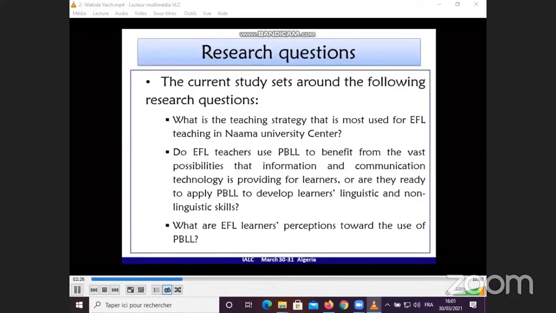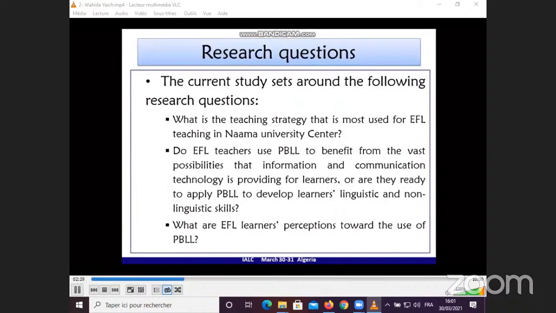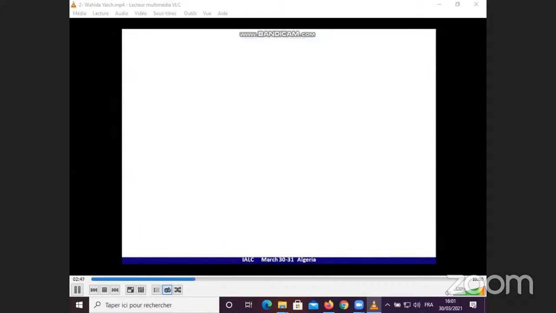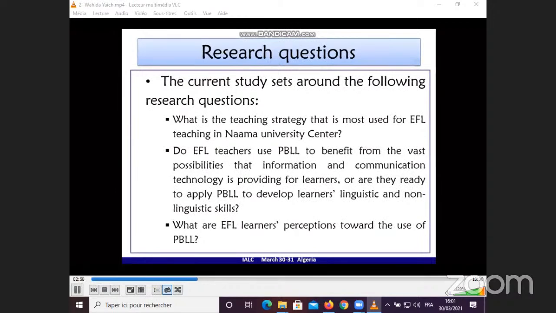The current study is set around the following research questions. First, what is the teaching strategy that is most used for EFL teaching in Hama University Center? Second, do EFL teachers use problem-based language learning to benefit from the vast possibilities that information and communication technology is providing for learners? Third, what are EFL learners' perceptions toward the use of problem-based language learning?